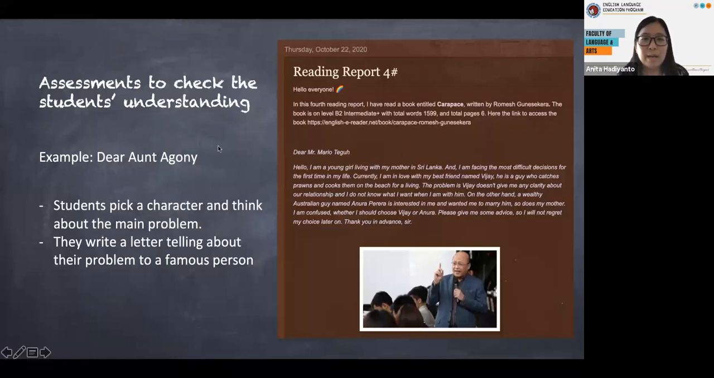For this one, we asked the students to write in a blog. The reading is taken from the website englishereader.net. My student chose Mario Teguh, a famous motivator in Indonesia. And this is what she shared with Mario Teguh, as if she were writing directly to him.